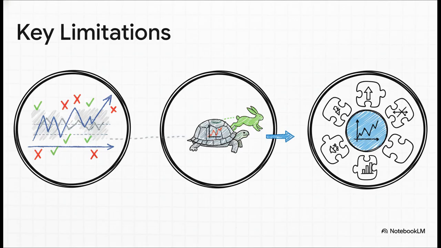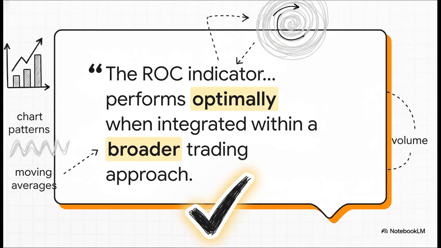So the bottom line is, you should never use this thing in a vacuum. You always need to look for confirmation from other tools. And this quote really sums up the golden rule here. All the sources agree on this. The rate of change indicator is at its absolute best when it's just one part of your overall trading plan. You use it to confirm signals from other things like chart patterns, volume analysis, or moving averages.